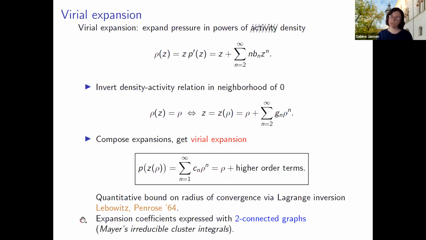Moreover, the expansion coefficients, which you may or may not care about having combinatorial formulas, there are some that are available, and it is given in terms of two connected graphs. Or in physics lingo, these are Meyer's irreducible cluster integrals. And just very quickly, a graph is two connected if it is connected, and it stays connected even if you remove a point.